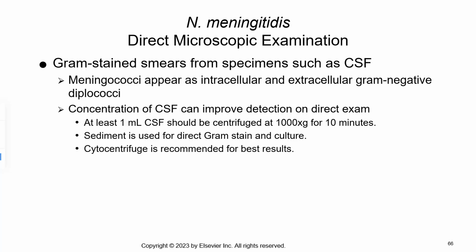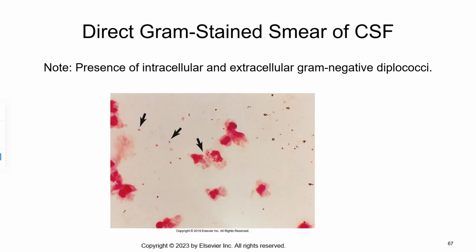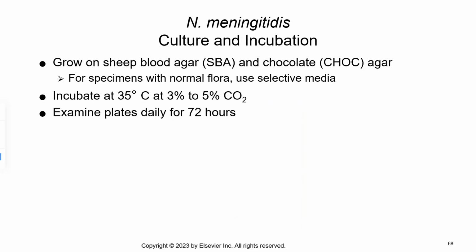So standard practice is usually as soon as you receive a CSF specimen, you would centrifuge it. There's also cytocentrifugation, where you set up an apparatus that will spin the sediment from a sample directly onto a microscope slide, and then you can stain that slide directly and look at it. So here you can see a direct gram stain smear of CSF and the intracellular and extracellular gram-negative diplococci. This is a public health concern. So if this is reported, you do need to notify the state health department.